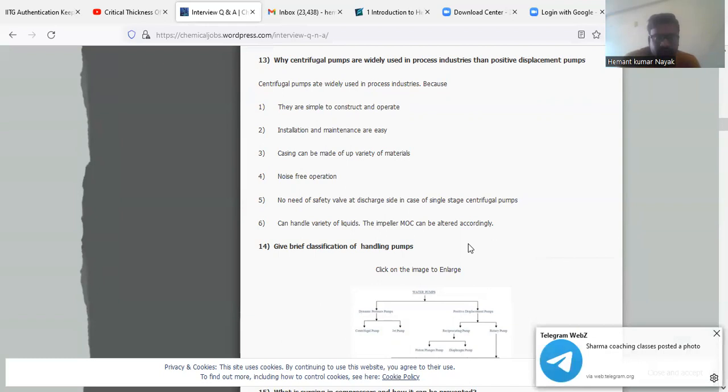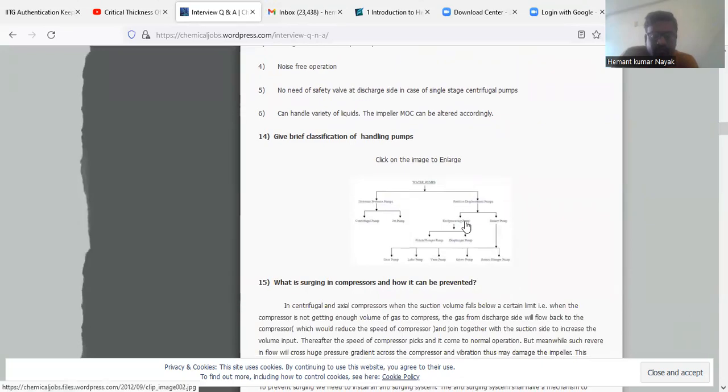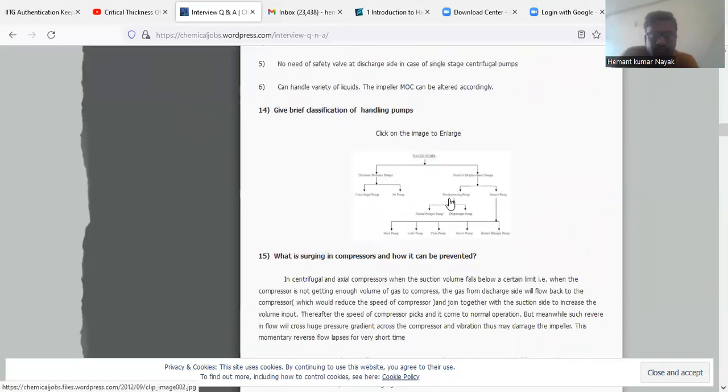Noise-free operation, no need of safety valve at discharge side in case of single stage centrifugal pumps. Can handle a variety of liquids. The impeller MOC can be selected accordingly. Give a brief classification of handling pumps.